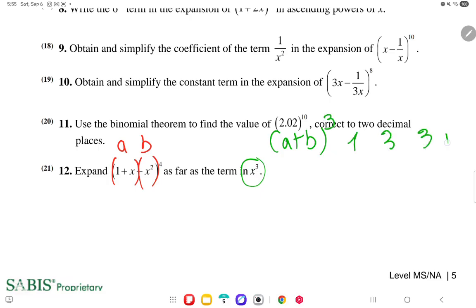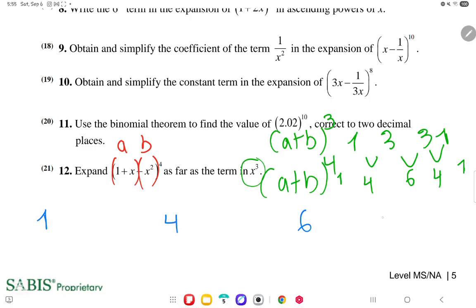Then a plus b to the power of 4. We need to find it. 1 and 3 is 4, 3 and 3 is 6, 3 and 1 is 4. So now there is no need to do combinations. Why? Because we already have the values of the combinations, which are 1, 4, 6, 4, and 1. Perfect. Now we have the values of the combinations.